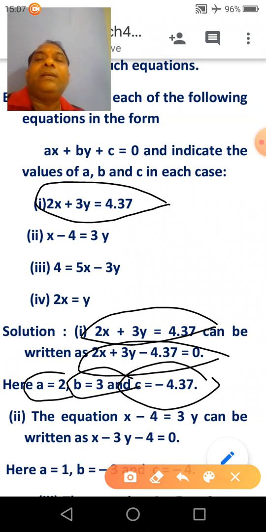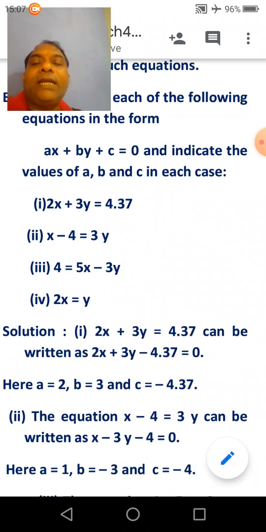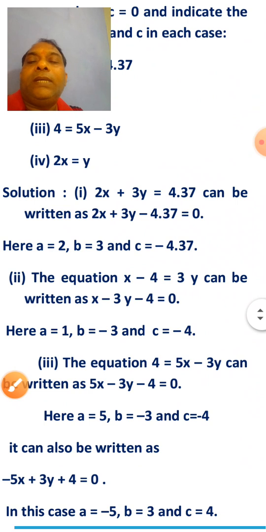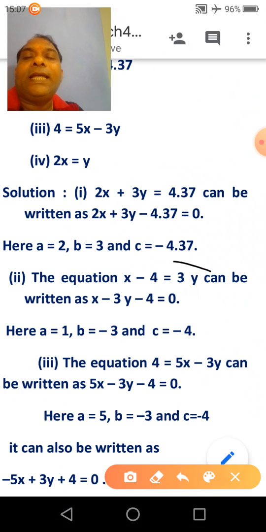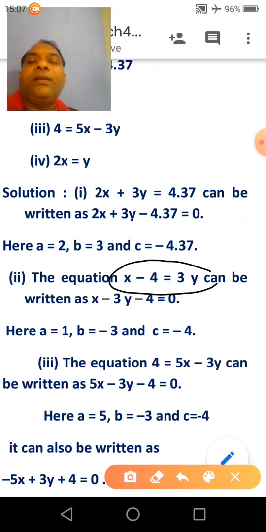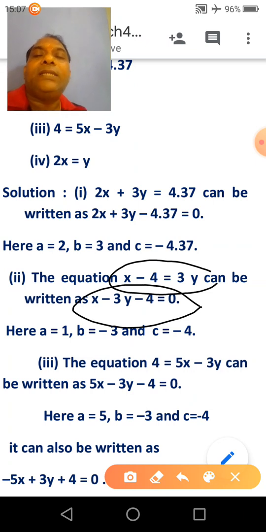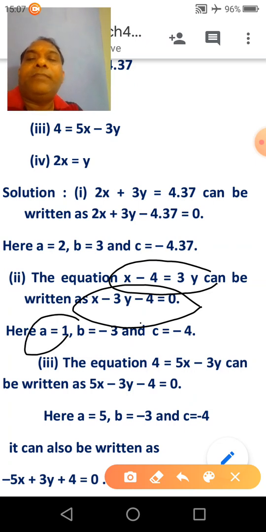On comparing with ax plus by plus c is equal to 0, you can find a, b and c. Similarly, in second part, given equation is x minus 4 is equal to 3y. This equation can be written as x minus 3y minus 4 is equal to 0. Now comparing this equation with ax plus by plus c is equal to 0, a will be 1, b will be minus 3 and c will be minus 4.